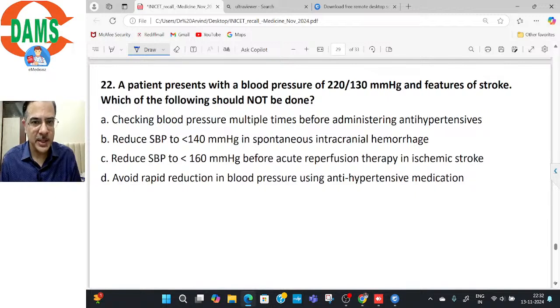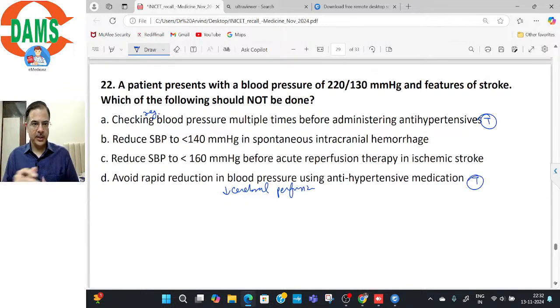Checking the blood pressure multiple times before administering antihypertensive, yes. Regular monitoring of the blood pressure is needed. This is true. The D option is avoid rapid reduction in the BP during the antihypertensive medication, because it will decrease cerebral perfusion. This is also true. So it should not be rapidly reduced to a very low level.